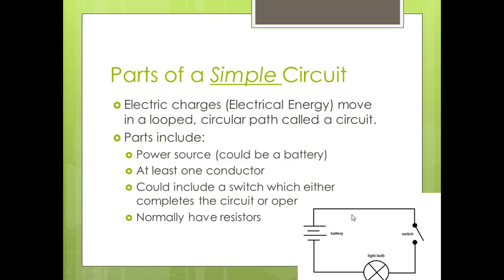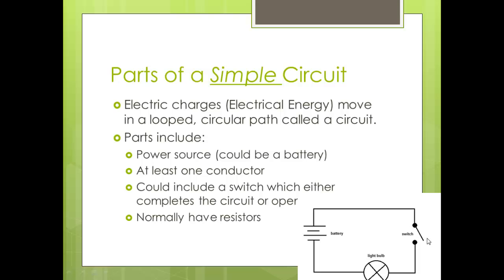So here's a diagram down here, and as I talk, refer to this diagram. The parts of a simple circuit include a power source, and it could be a battery, and in our case we will be using batteries in class. At least one conductor, which in our case will be copper wire. It could include a switch, which either completes the circuit or opens it.